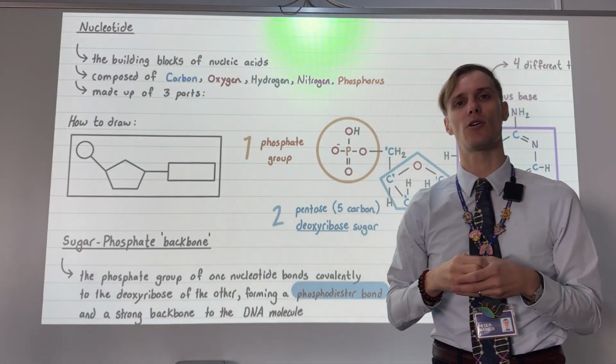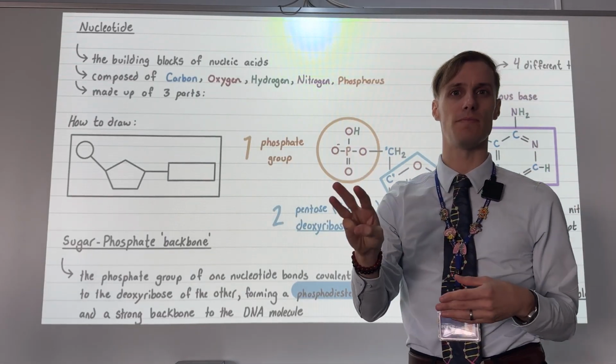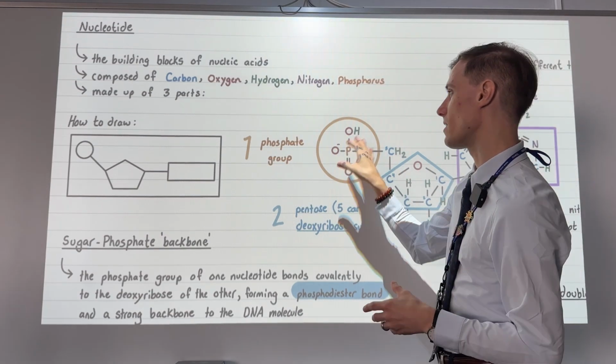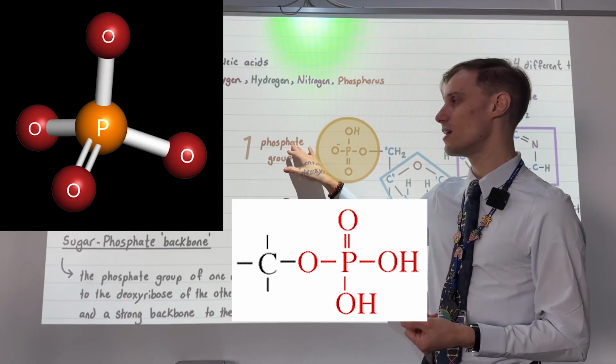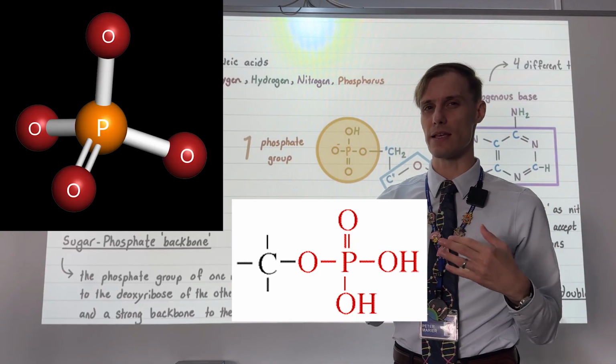Now, nucleotides are made up of 3 major components. The first component is going to be that of a phosphate group. Now, notice that I say phosphate and not phosphorus. What exactly is the difference here?